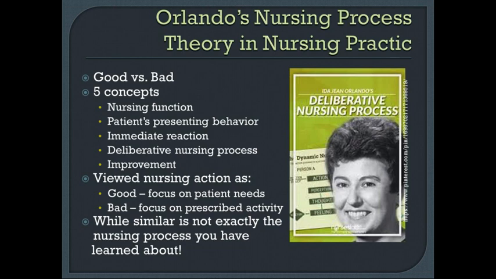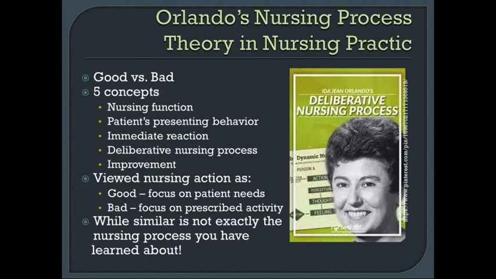So if we talk about Orlando's nursing process theory, and you all have learned the nursing process, and this is not exactly the nursing process that you are used to, the ADPIE: assessment, diagnosis, planning, implementation, and evaluation. But it marries that nursing process. And what Orlando says is that our nursing actions are within a process. You have to have a framework of a process of what you're going to do, or you're going to be haphazard about what you do. There were 5 concepts within her theory: nursing function, patient's presenting behavior. So how is the patient presenting? What is the nurse's immediate reaction to that care? And then she talks about the deliberative nursing process, which is a concept within itself within this theory. And then the last one is improvement on the patient outcomes.